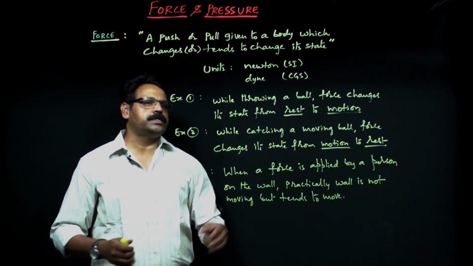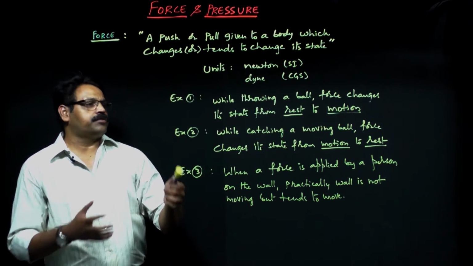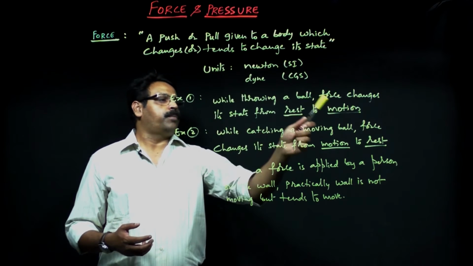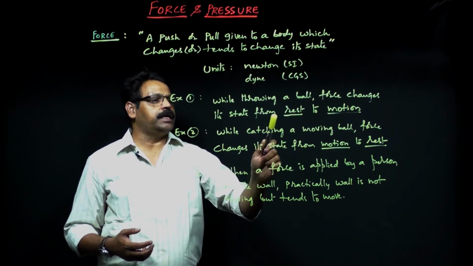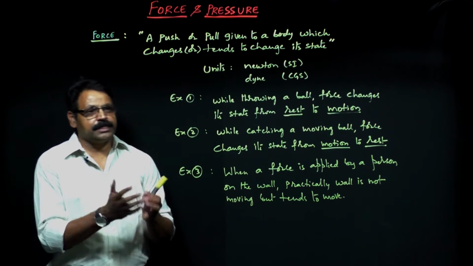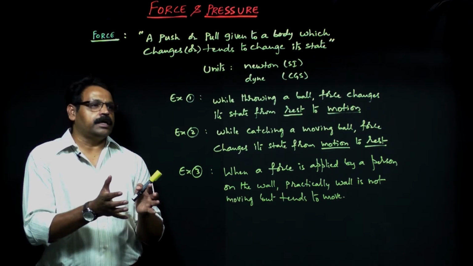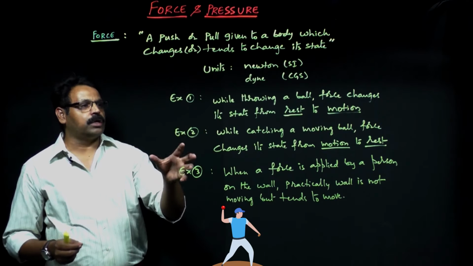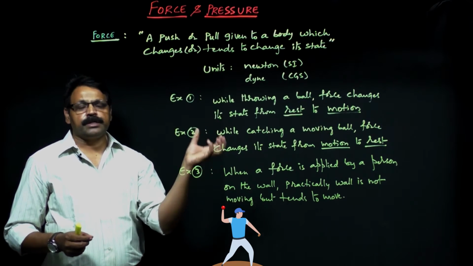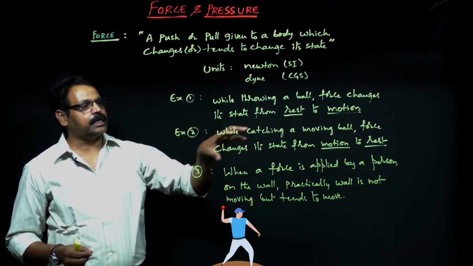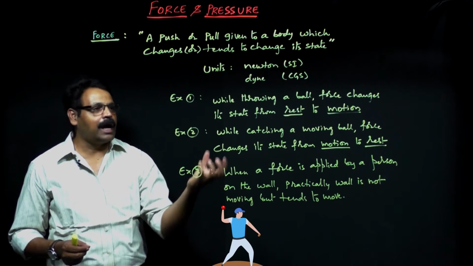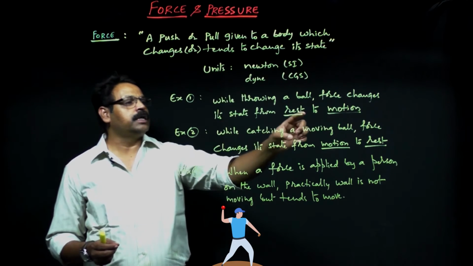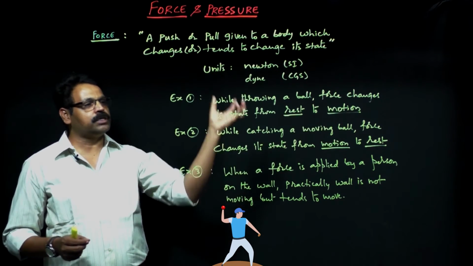Here, to understand this physical quantity, we are just looking at a few examples. The very first example is, while throwing a ball, force changes its state from rest to motion. As an example, just consider a fielder in a cricket match. A fielder throws a ball to the other cricketer. Whenever the ball is in his hand, it is at rest. As he applies the force on it, it will be switched over to motion. That means the ball is in motion.